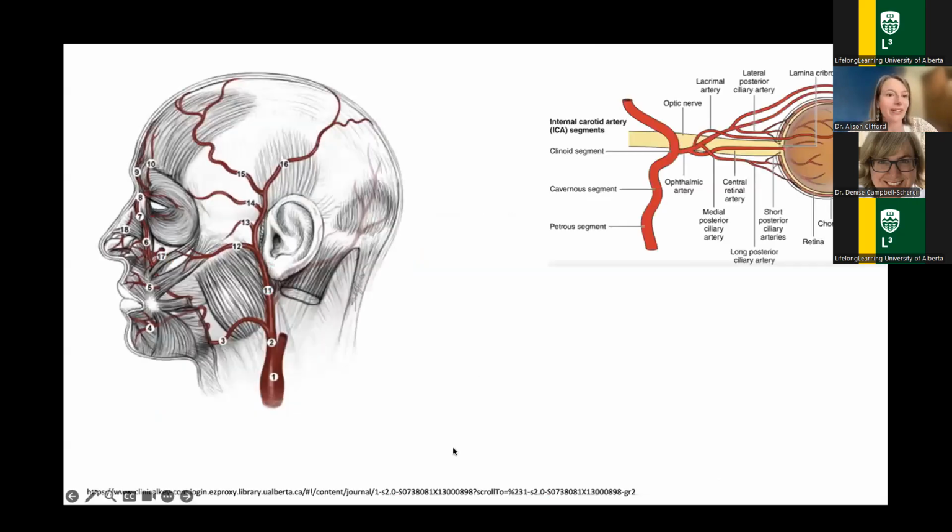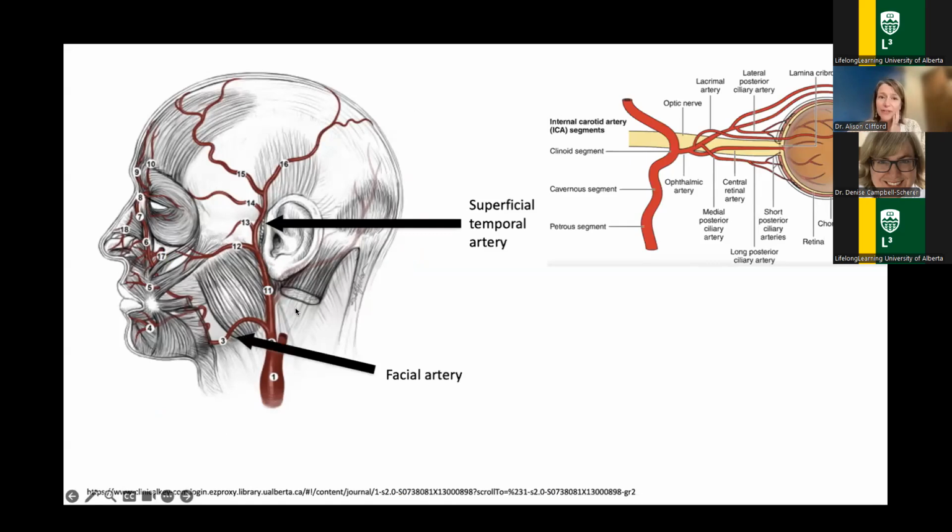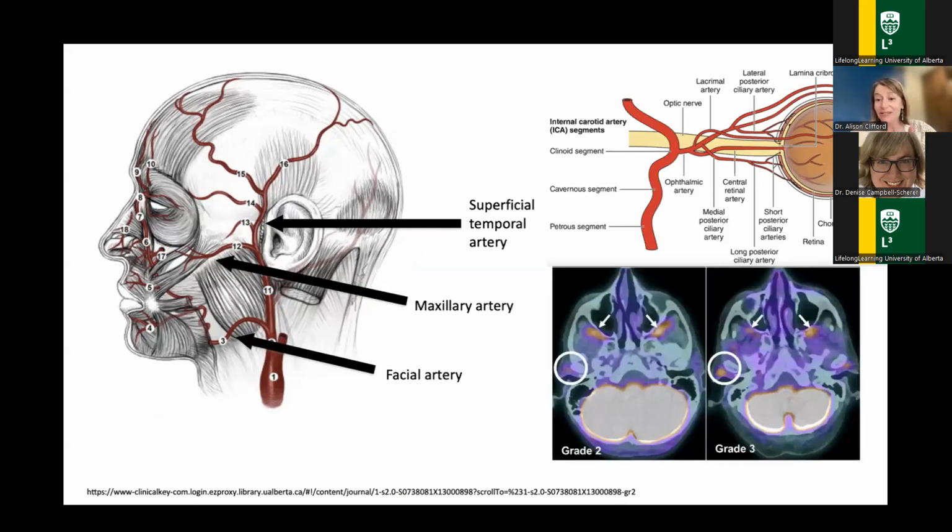Can co-occur. This is just a picture of all the different blood vessels we know are affected in GCA and sort of how they relate. So this is the superficial temporal artery. We think it's stenosis and occlusions along this branch of the artery that lead to the headache and the scalp tenderness. Involvement of the facial artery leads to the jaw claudication because of supply issues to the masseter muscle. And then maxillary artery, fascinating, also involved.